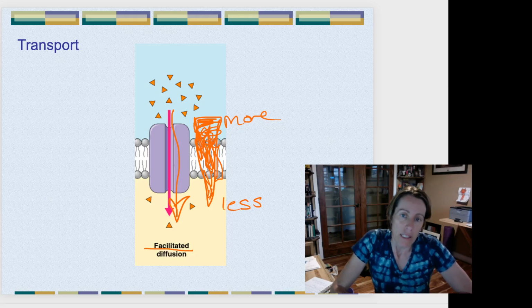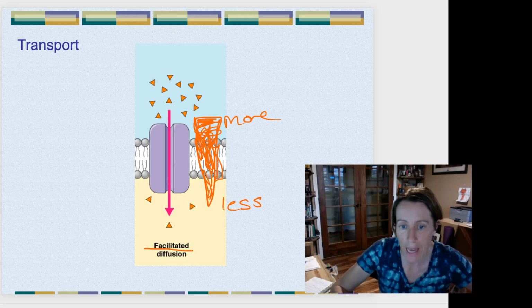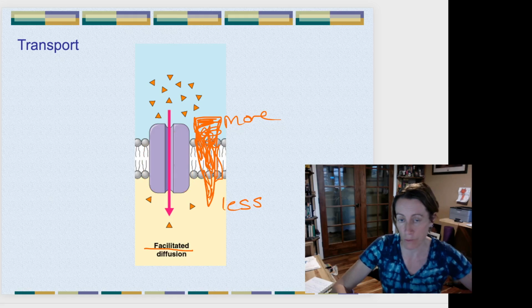And these triangles are getting into the cell through a channel or a tunnel, which is this protein that we can see here. So this is our transport protein right here, this purple blob, and it's allowing these orange triangles to get through.